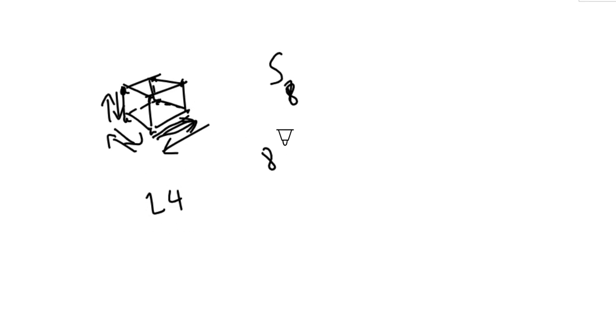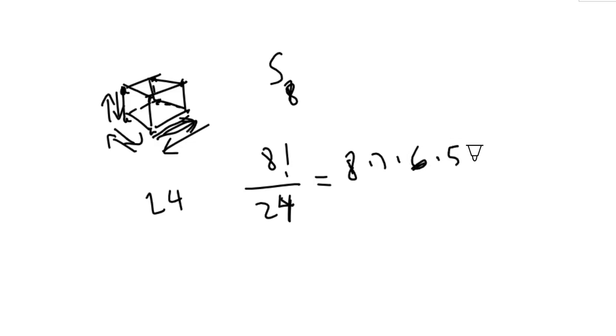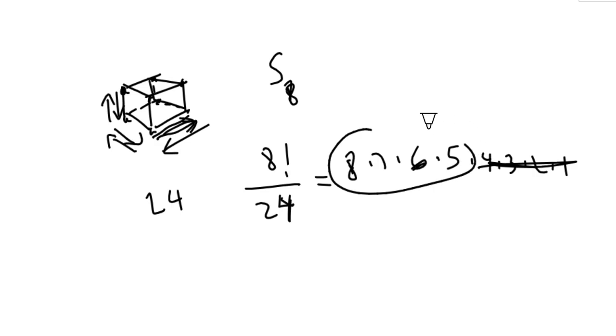So if we take 8 factorial divided by 24, we should get the number of cosets, the number of configurations. In making that calculation, we have 8 times 7 times 6 times 5 times 4 times 3 times 2 times 1. And if we divide it by 24, notice that this part's 24, so we end up just getting this calculation right here.